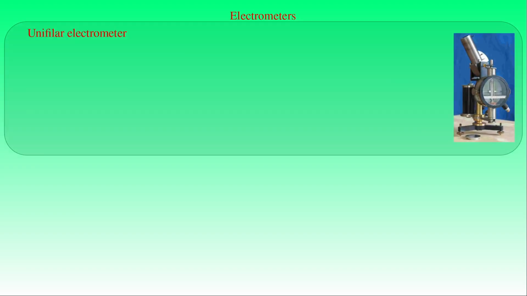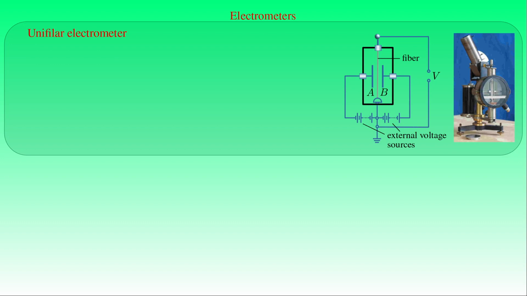A more sensitive type of electrometer is the unifilar electrometer or string electrometer, utilizing a single fiber or string as the sensitive element of the measurement device. The electric field strength acting on the moving part of the device can be increased independently of the magnitude of the voltage being measured by applying external voltage sources for the electrodes producing the field, as seen in the figure.